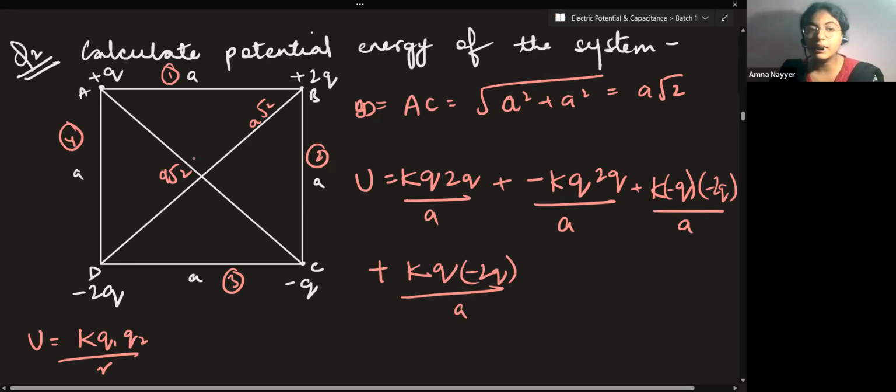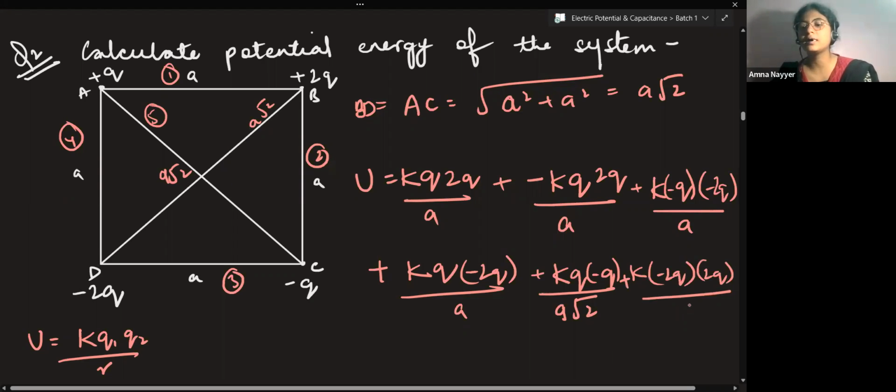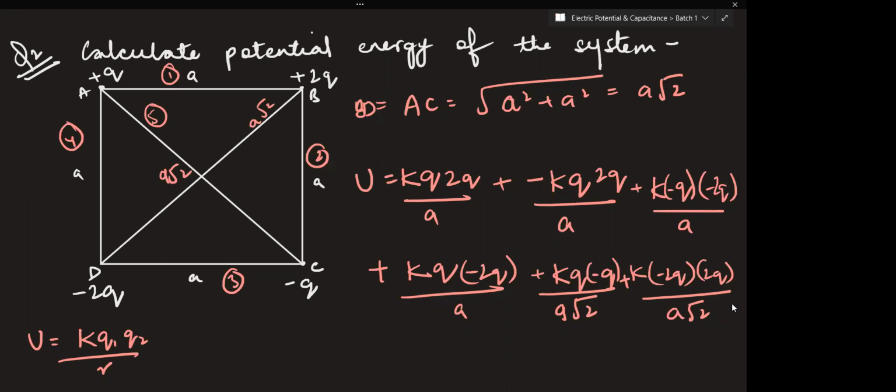Now the fifth energy, interaction between plus Q and minus Q. Both of them are also in contact with each other, so they will also be exerting energy. This will be K, one charge is Q, other charge is minus Q, divided by the separation between them, a root 2. So this fifth energy has been considered. Now the last energy, minus 2Q and plus 2Q. So this is plus K, minus 2Q, plus 2Q, but the separation between them is a root 2. Is this clear to all of you how to write this? Now from here, anybody can solve. Is this clear till here? All of you? Yes, sir.